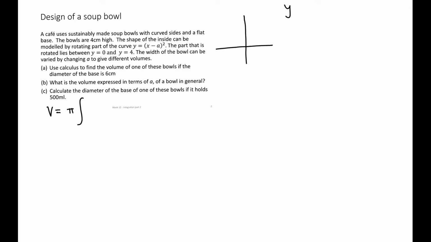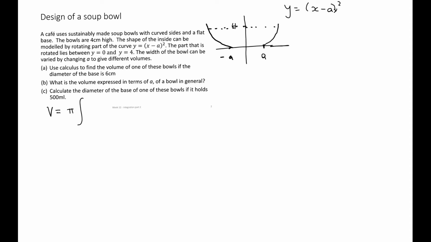then it's y equals x minus a squared, which is a parabola, and the vertex of the parabola is at A. So this curve is being rotated. We're going to rotate this little part of the curve around the y-axis so that it gives us a superbowl that looks something like this. So it's going to go to negative A, and it's going to be like that.